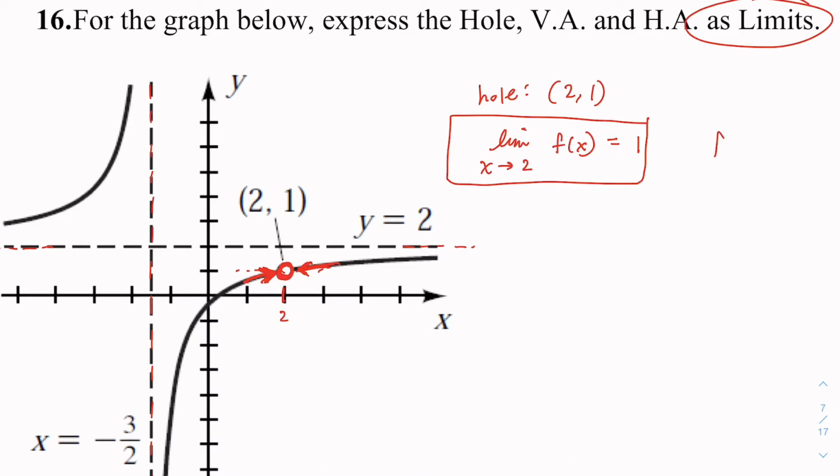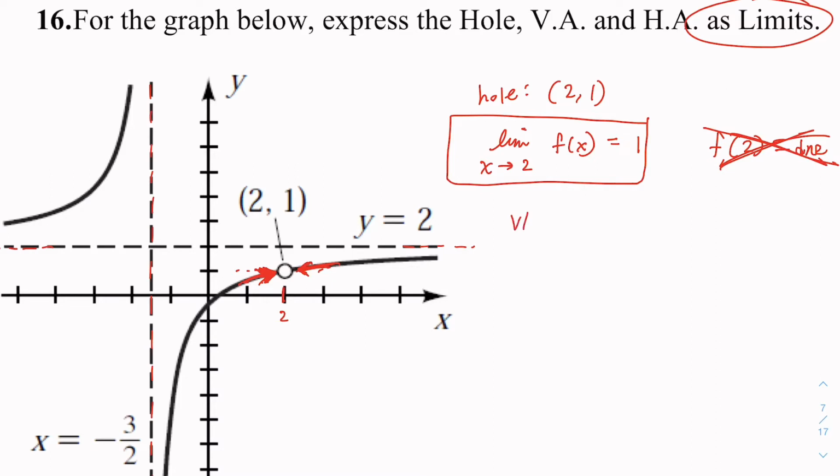Now, it would be wrong to say f of 2 equals 1 because that would mean it was closed here, but it's not. Right? f of 2 actually doesn't exist because there's a hole. If there was a dot up here, we'd say f of 2 equals 2. Or if it was up here, we'd say f of 2 equals 3. But keep in mind the distinction between the limit, which exists, and the value, which in this case does not exist.